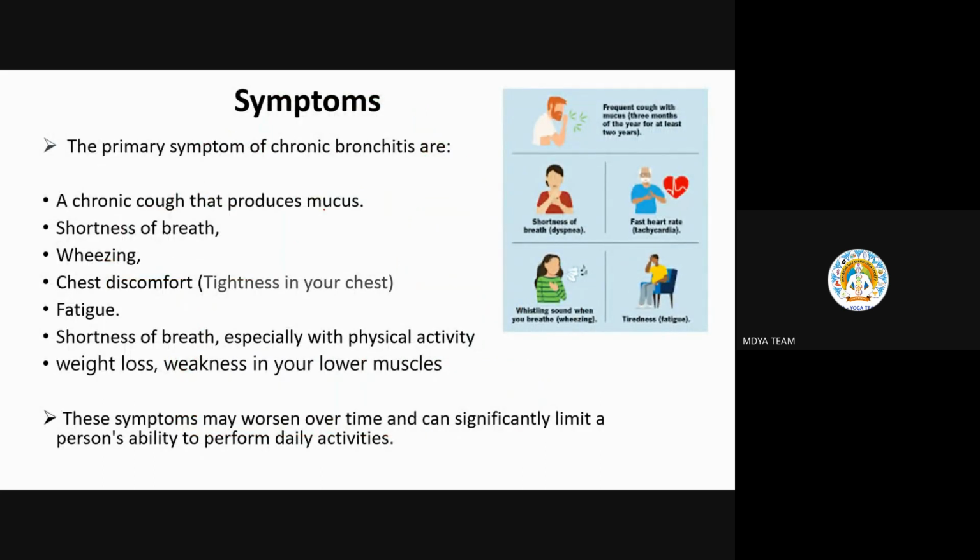Now, symptoms, not so important. Still, you can see the chronic cough, shortness of breath, wheezing sound. Just focus on what is exactly required for the exam. Chest discomfort, but you should know, it is very simple. Weight loss, as I told you again and again, coughing and breathing problems will lead to weight loss and weakness. Now, the symptoms may worsen over time. It significantly limits the person's ability to perform daily activities. That means quality of life will be deprived.